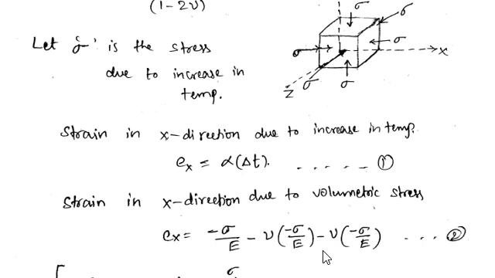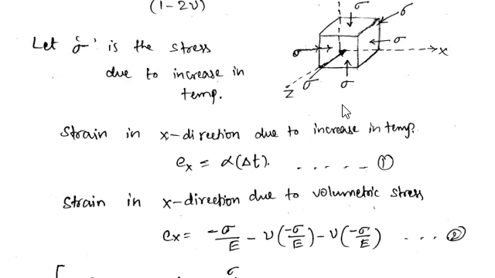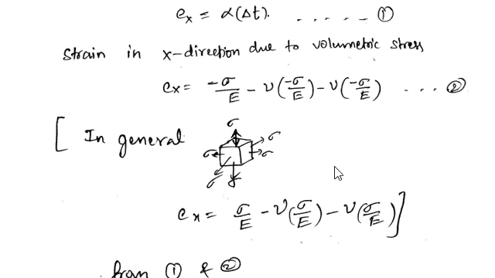I have explained this in the previous question. You can simply write here minus nu into sigma y, which is sigma only, and sigma z is sigma only, and because it is compressive, we are writing minus here. This is for the z direction, and let us take this total as equation number 2. If you take positive stress sigma, in general we can write like this, but here it is a compressive stress, so we are writing minus here.